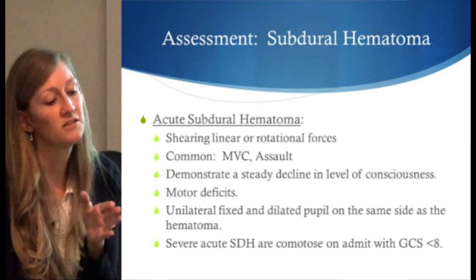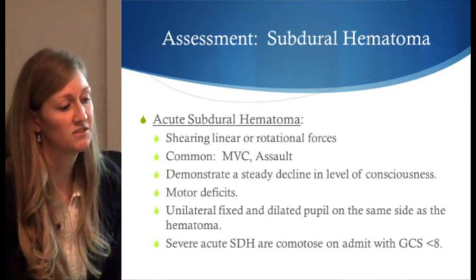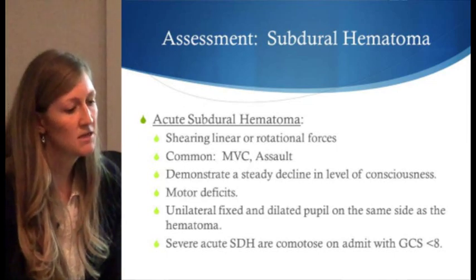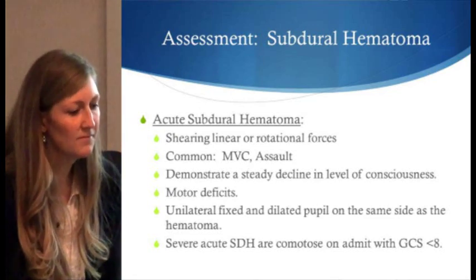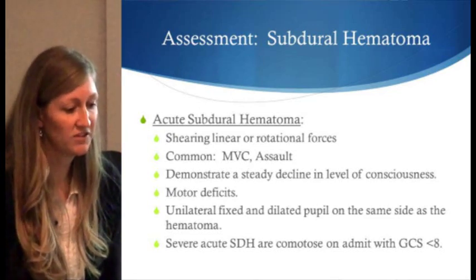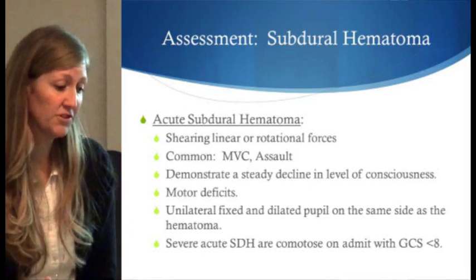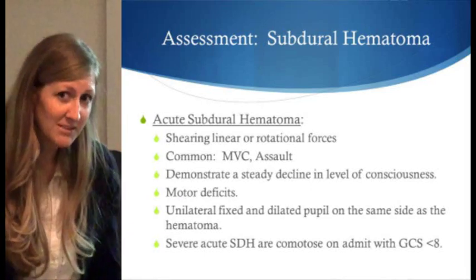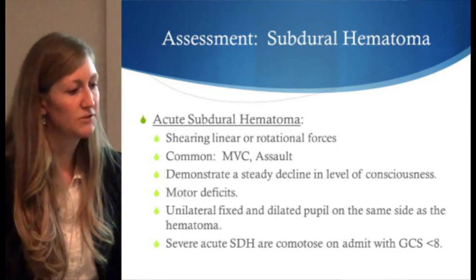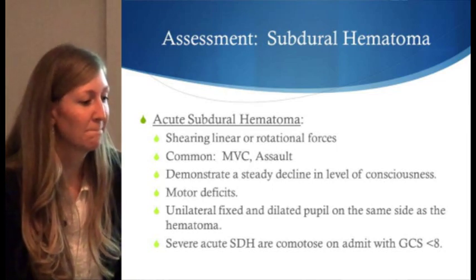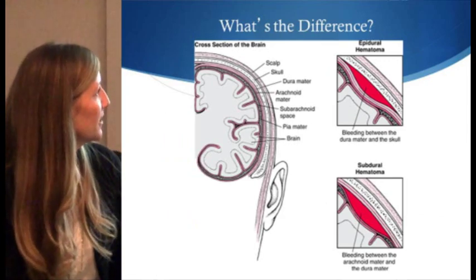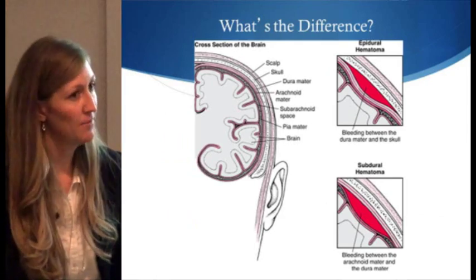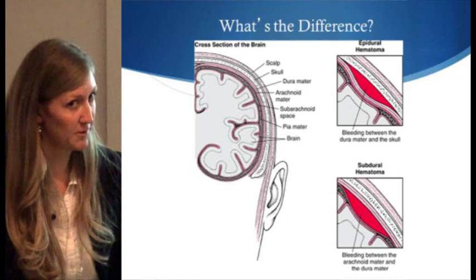They're just continually decreasing in their level of consciousness. Usually we'll see motor deficits, pupil changes, usually on the same side. And then a lot of these patients come in with the GCS at or around 8 and usually require intubation. So here's kind of a picture of the anatomy of the difference between an epidural and a subdural hematoma.